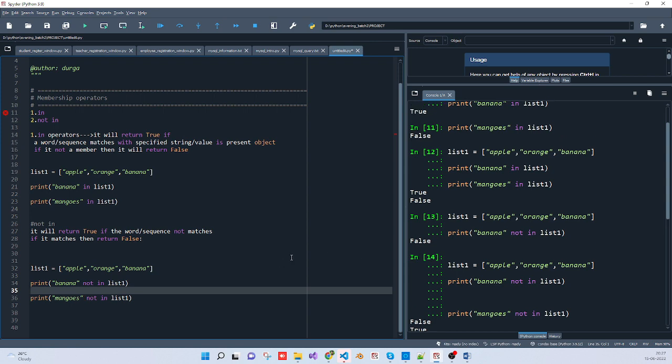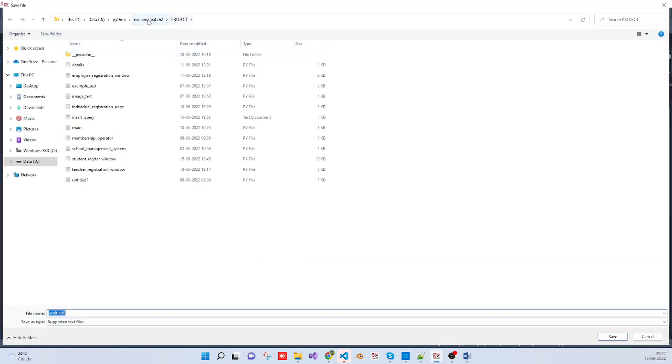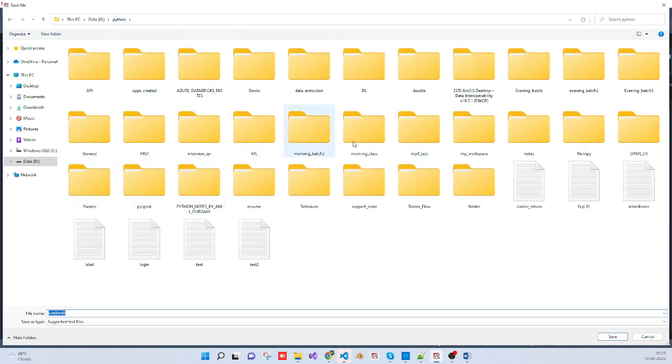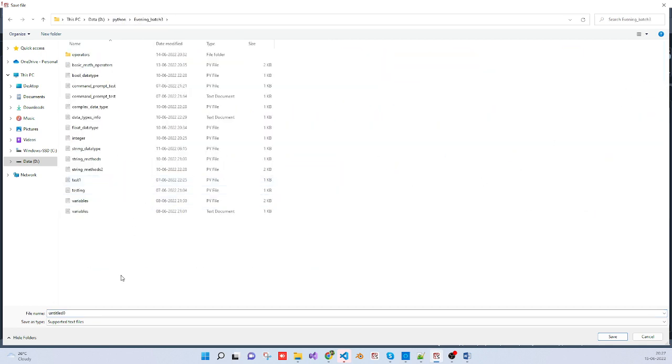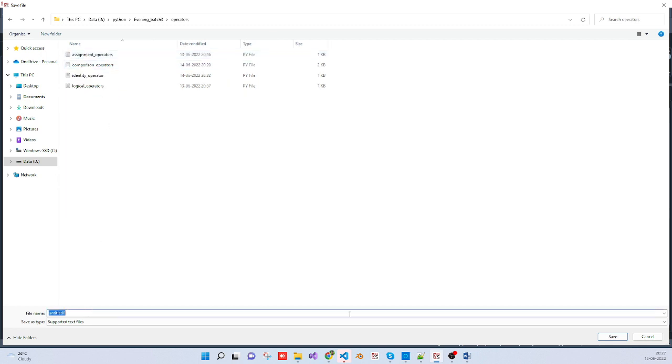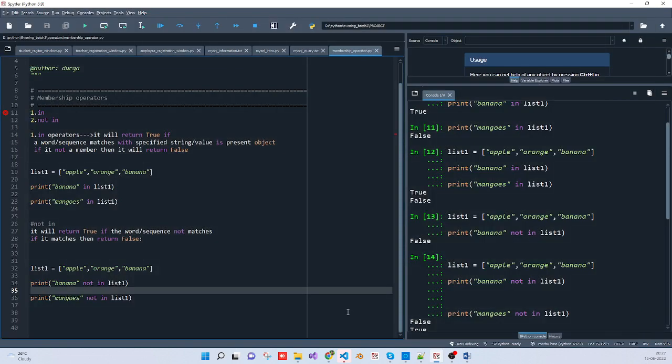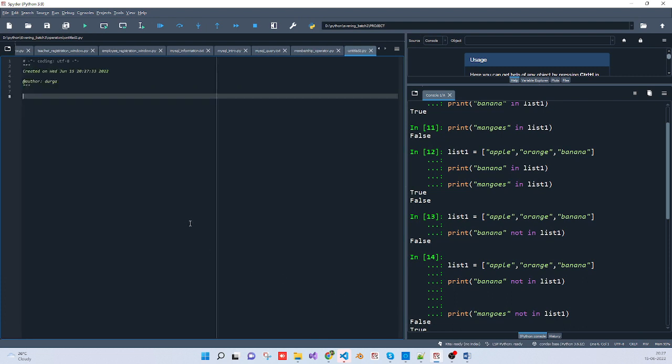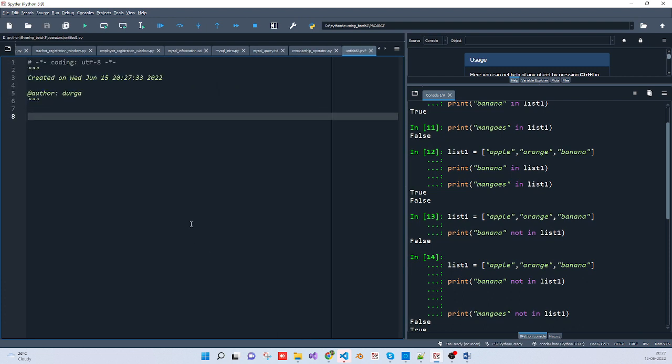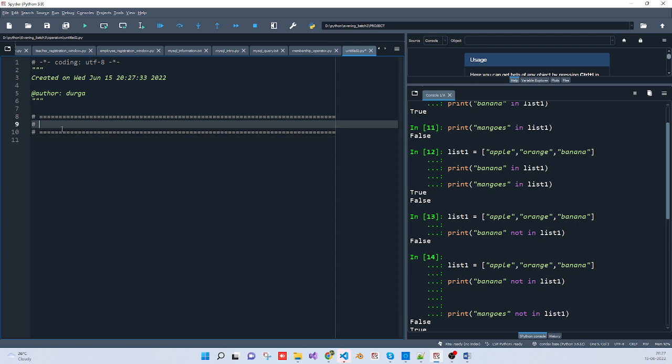Okay. The next term. What is this? Index 3. Operators, membership operator. Next, bitwise operator. Before bitwise operators.